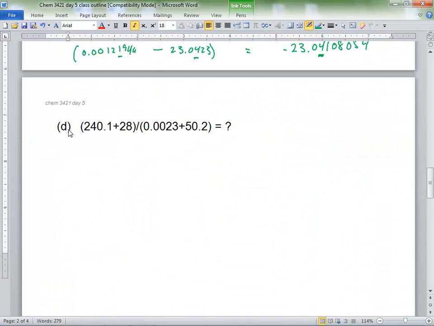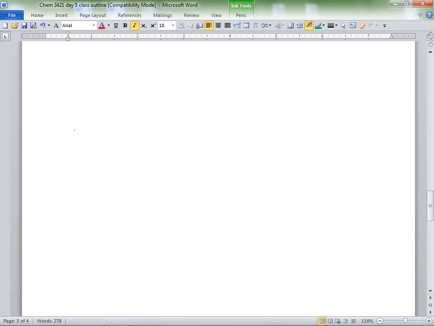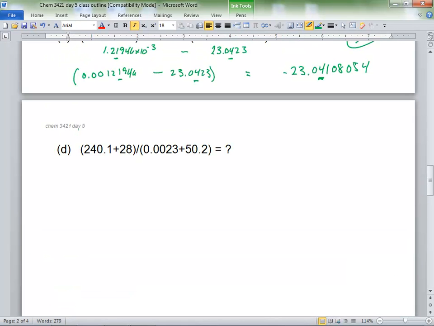Okay, let's try one more together, and then we can work the rest of these together. You can go to the boards or something. Try this one to make sure everyone knows what they're doing. All right? Let's try it.